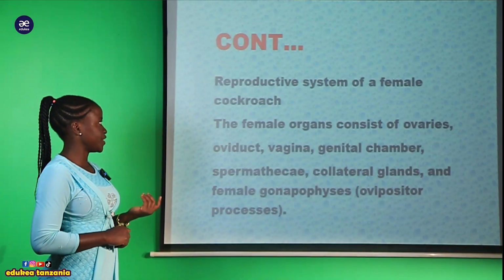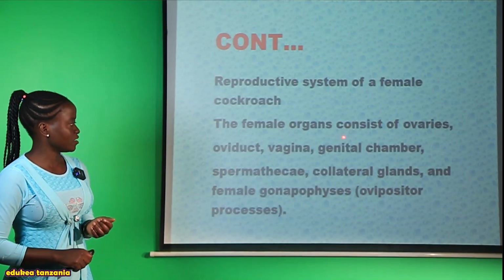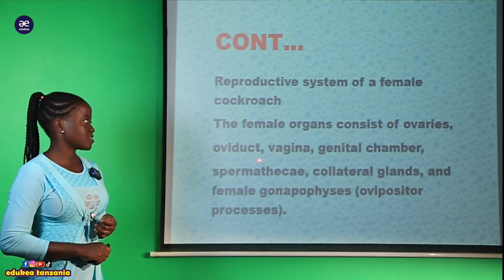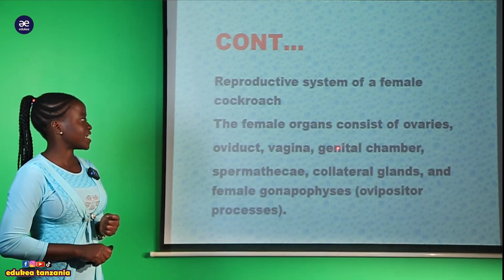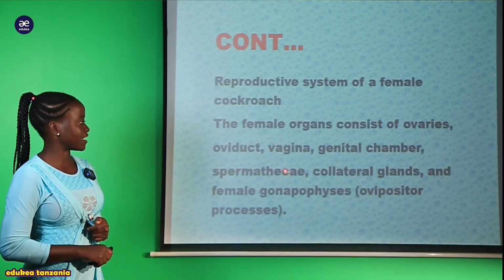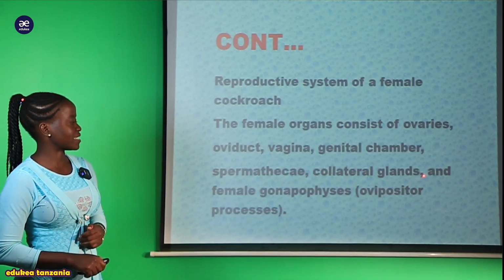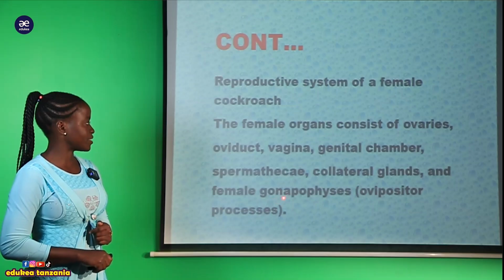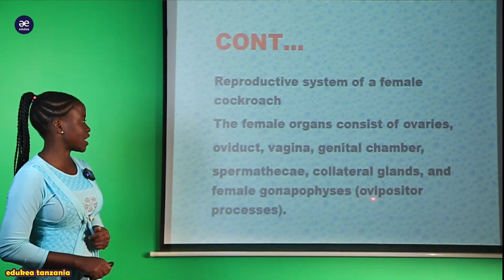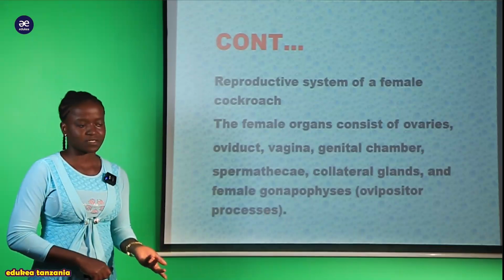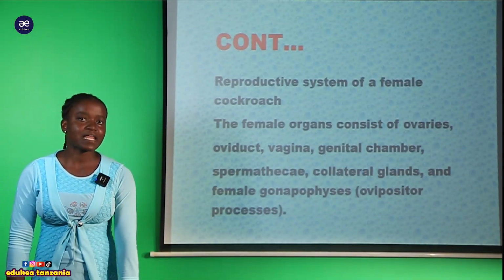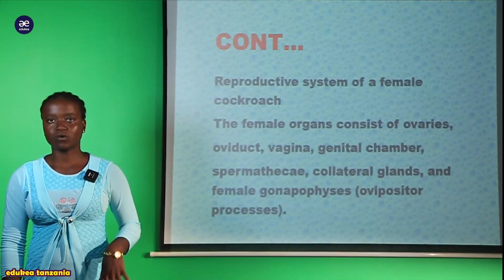So here we are saying that the female organs consist of ovaries, the oviduct, vagina, the genital chambers. We have the spermatheca, we have the collateral glands, and the female gonapophysis, or we call them ovipositor processes. So those are the structures which are found in the female cockroach.